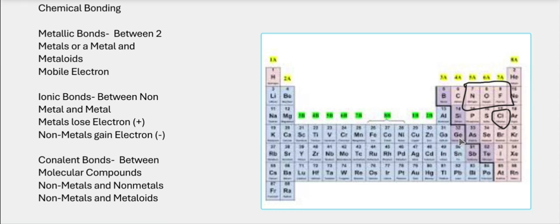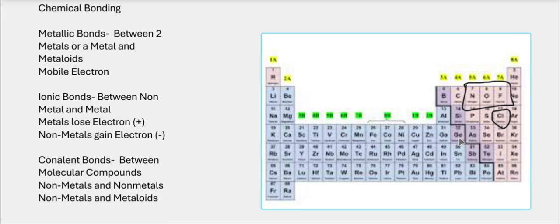And quickly, the behavior of electrons in a metallic bond is that there are mobile electrons. That allows metals to be great conductors of electricity because electrons can go wherever. Ionic bonds are between nonmetals and metals. And the behavior of electrons in these types of bonds is that the metal will lose an electron, gaining a positive charge overall, its ion being positive, and nonmetals will gain an electron, resulting in them having a negative charge. Again, sorry for the misspelling of covalent.